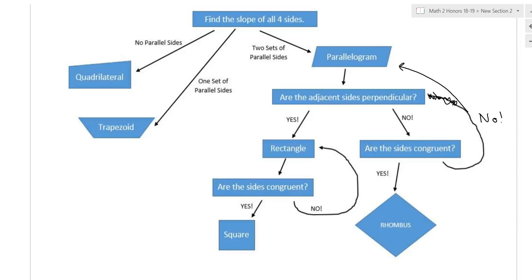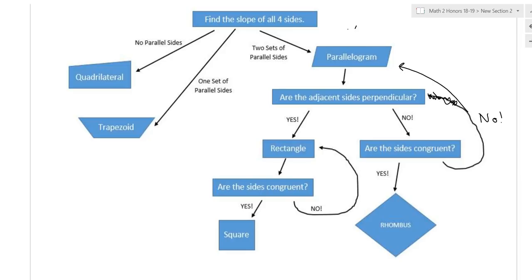Okay? If you find that one set of parallel sides are parallel, then we say it's a trapezoid, and you're done. There is nothing after a trapezoid. There's no other shapes that are a trapezoid, just more special. And then if there's 2 sets of parallel sides, it's a parallelogram. But remember, then we had a rhombus was a special type of parallelogram. A rectangle was a special type of parallelogram.